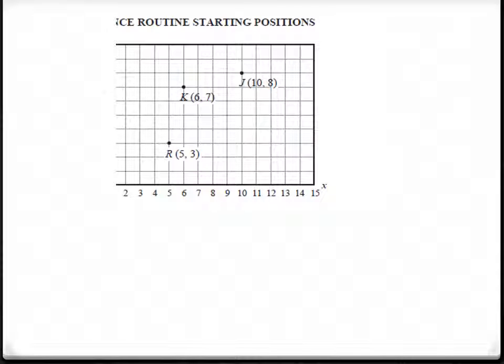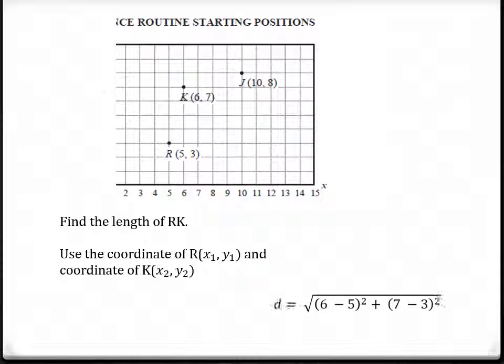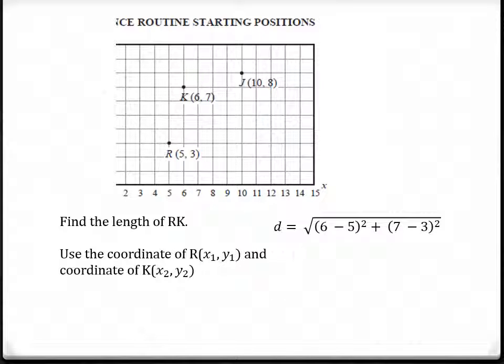So let's look back at this example. This time we're going to find the measure from R to J, or R to K, I apologize. Find the length of R to K. Now I'm going to make my R x1, y1, and I'm going to make my K x2, y2. But it's totally up to you which one you make, x1, y1, or x2, y2. So here's our formula. I substituted in for x2 my 6, my x1 my 5, the other coordinate. I substituted in the 7 for my y2 and the 3 for my y1.